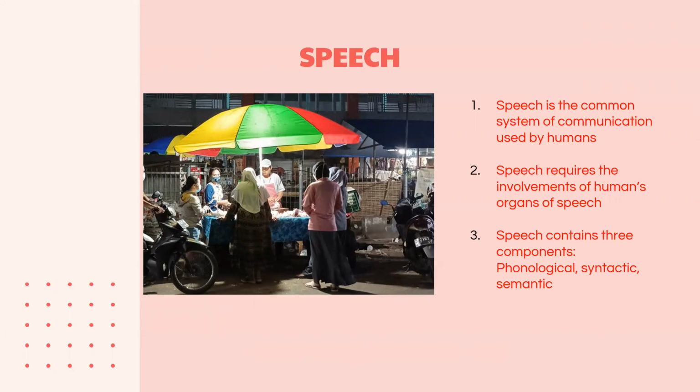And the second one is that speech requires the involvement of human organs of speech, for example, the respiratory organs, tongue, teeth, larynx, and many more. And then third, speech contains three components. The first one is phonological, or the sound, and then syntactic. The easiest way to explain syntactic is grammar, and the last one is semantic, or meaning.